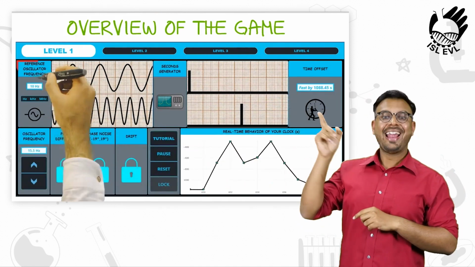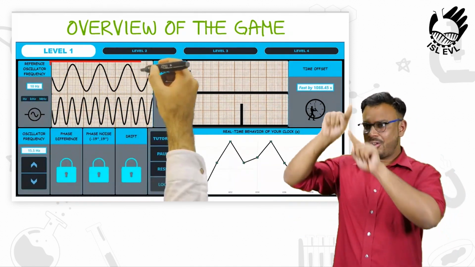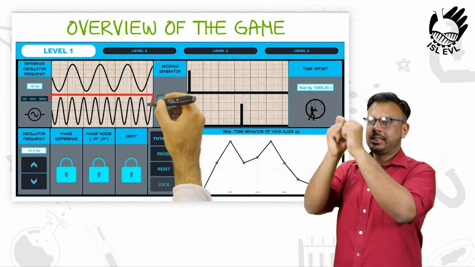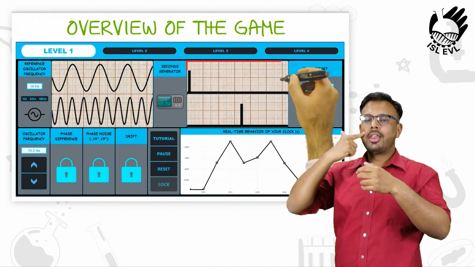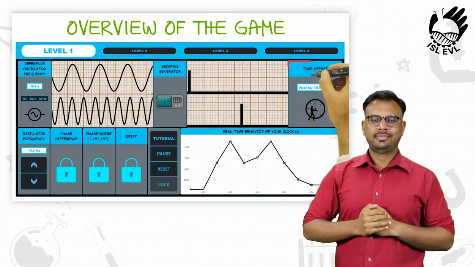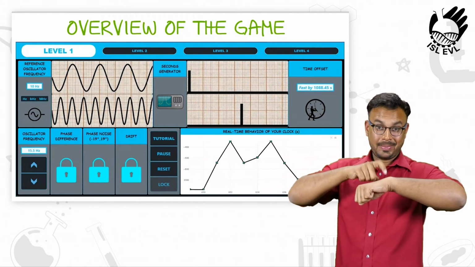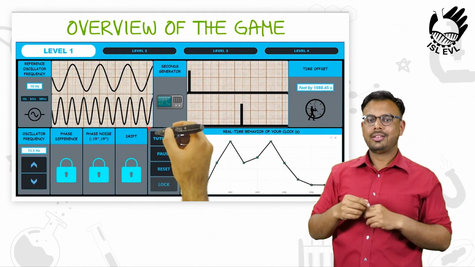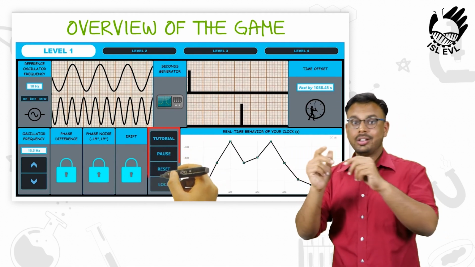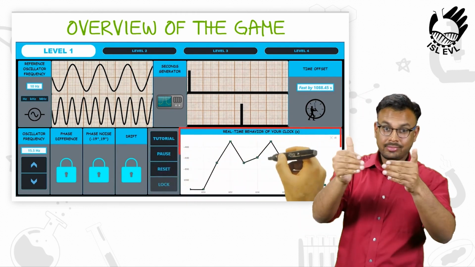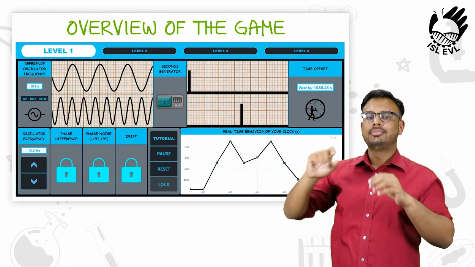Overview of the game. This is the reference oscillator's frequency. This is the reference signal. This is the test signal. This is the pulse PPS generated from the signal. How fast or slow is your clock? Dynamic parameters, to resume, pause, reset and lock the game. Real-time behavior of your clock and its accuracy.